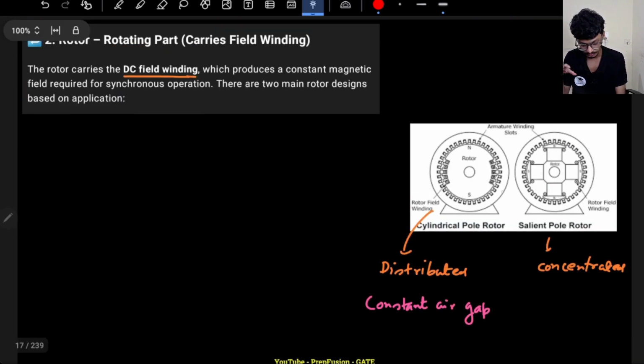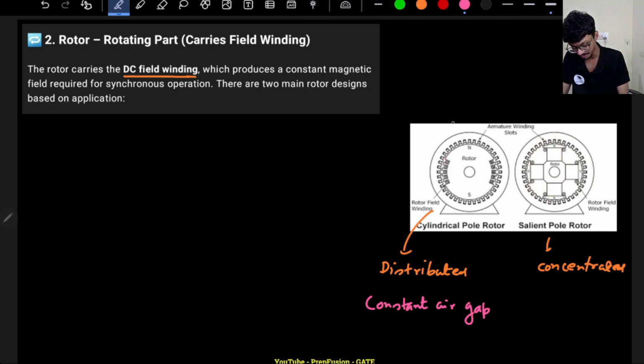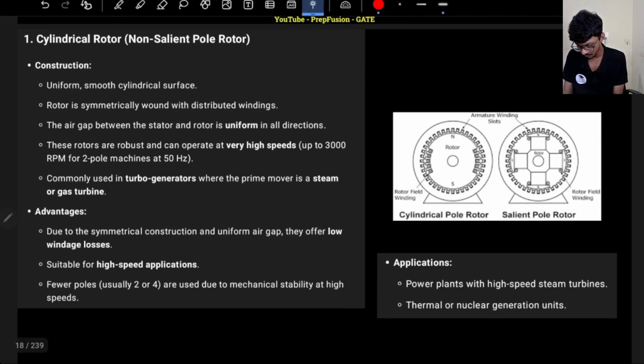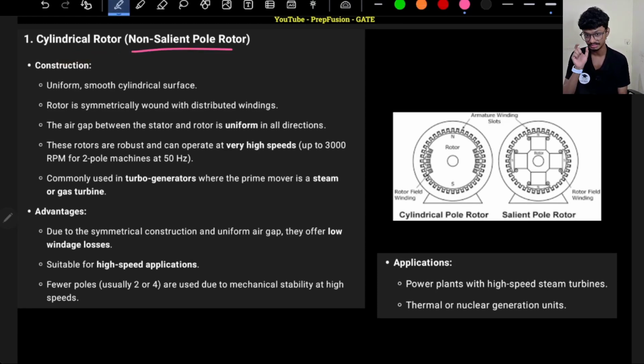So this is the basic difference between a cylindrical pole rotor and a salient pole rotor. A salient pole rotor basically resembles a permanent magnet, north and south, and the windings are wound over the poles. But here the windings are in slots. So slots are present in the cylindrical rotor, while poles are present in the salient one. We will see the differences one by one. So the construction of the cylindrical pole rotor, also called the non-salient pole rotor. Remember, this name is pretty important.